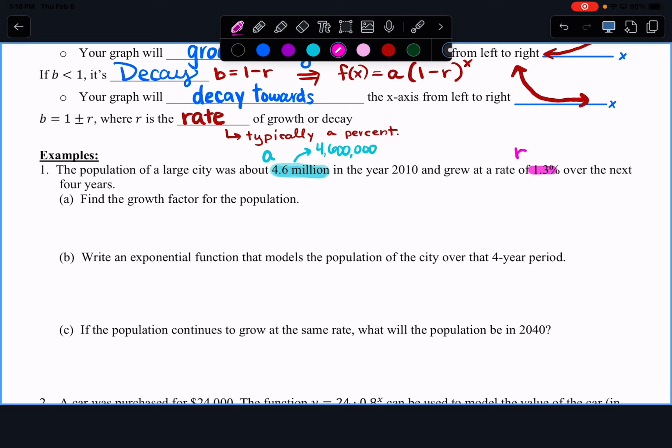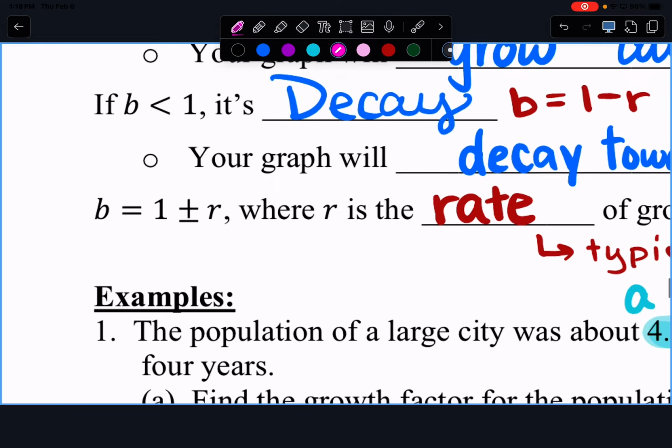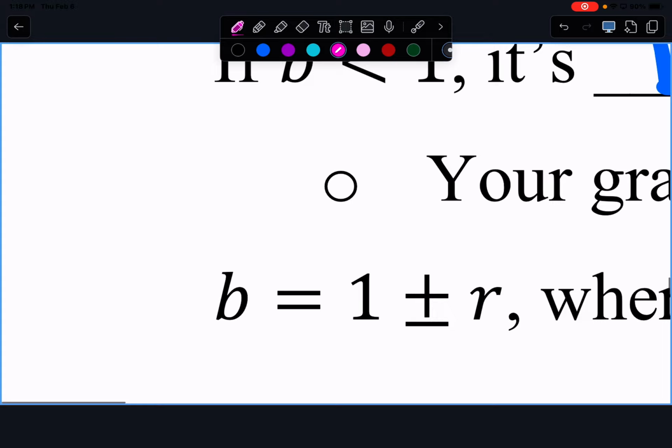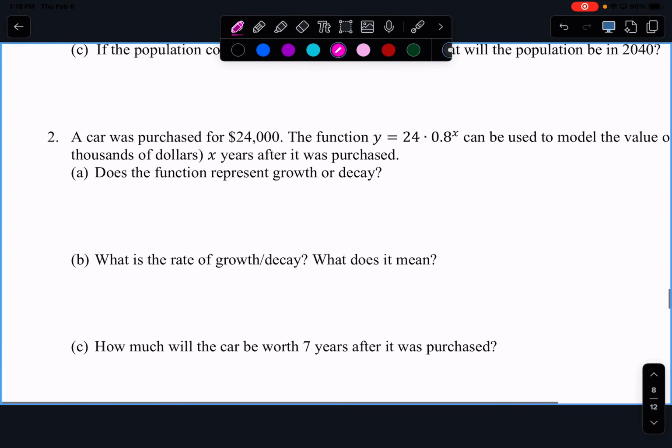So when I convert 1.3% to a decimal, what am I going to put? 0.013. Okay, we have to have that 0.013. The reason for that is, if you're going to convert between the two, let me find somewhere I can write with lots of space.